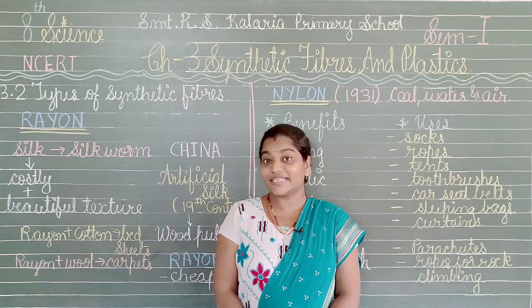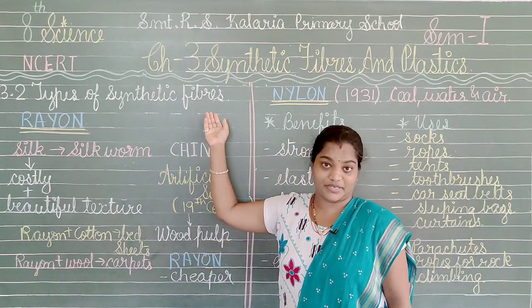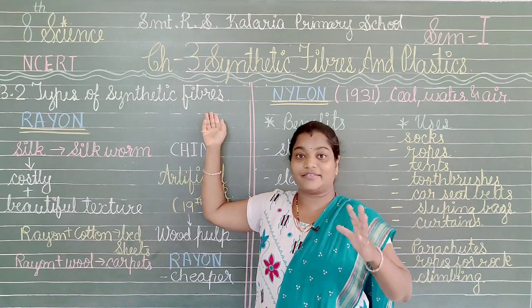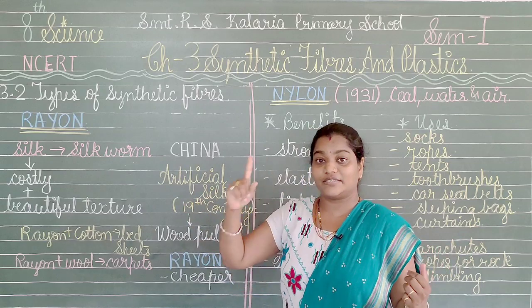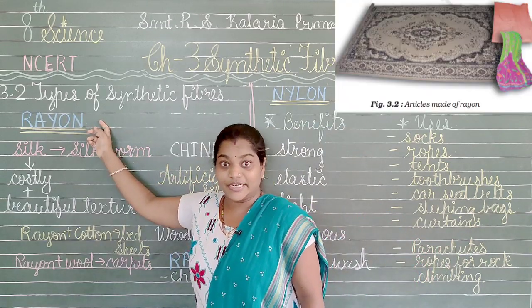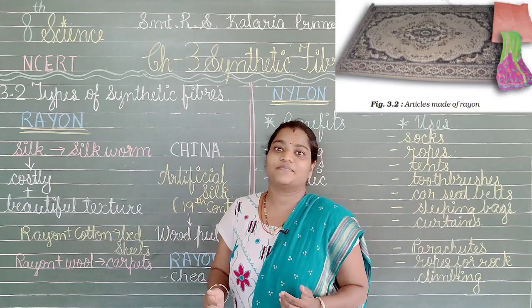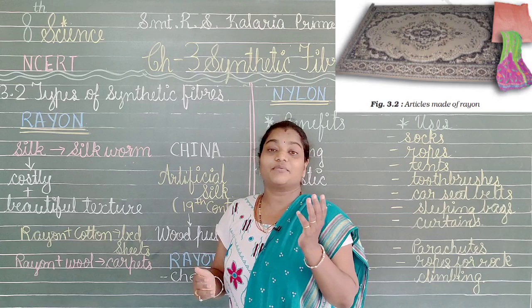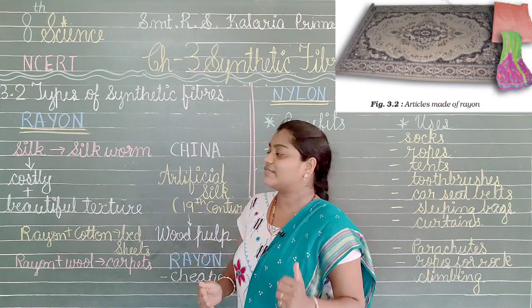Here we have the next topic, which is types of synthetic fibers. So let us have a look at the new topic, types of synthetic fibers. The first synthetic fiber we are going to study is rayon. It seems a heavy name, isn't it? Yes, it is like the heaviness only. It is a synthetic material which resembles silk. Let's have a look at that.